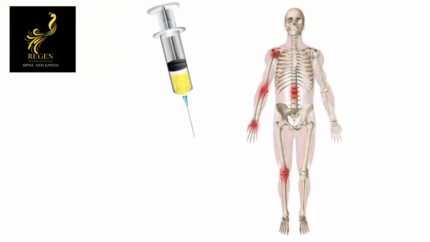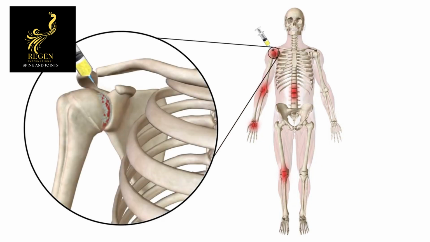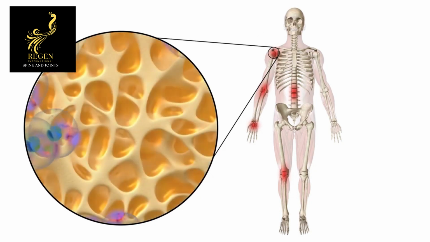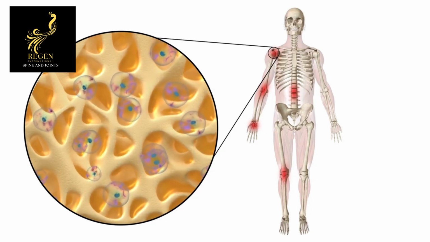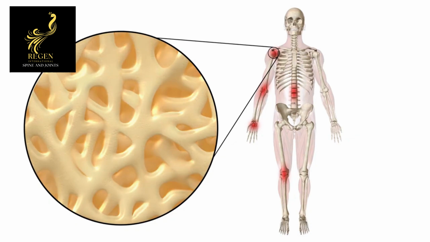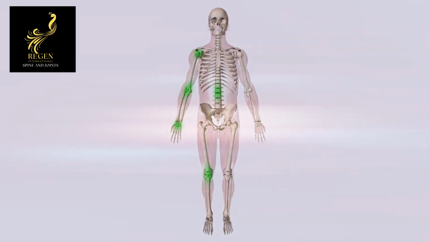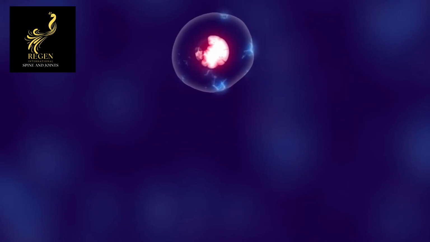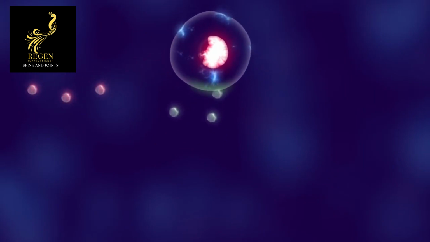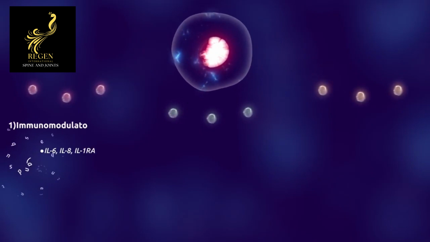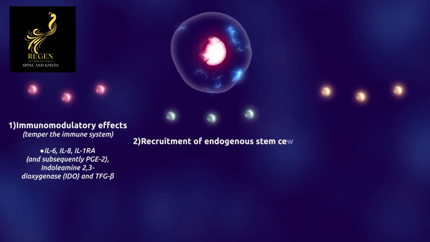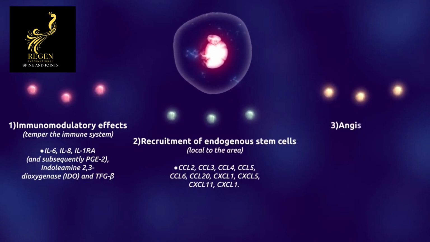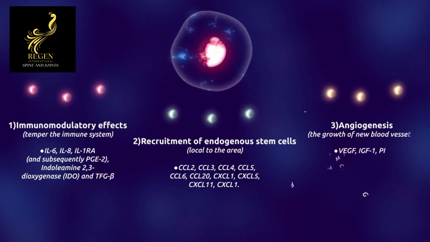Mesenchymal stem cells respond to inflammation, cell damage and death, cell malnutrition and infection with various factor secretions and exosomes. In particular, mesenchymal stem cells release paracrine factors which fall into three main categories. 1. Immunomodulatory effects – temper the immune system. 2. Recruitment of endogenous stem cells, local to the area. 3. Angiogenesis – the growth of new blood vessels.